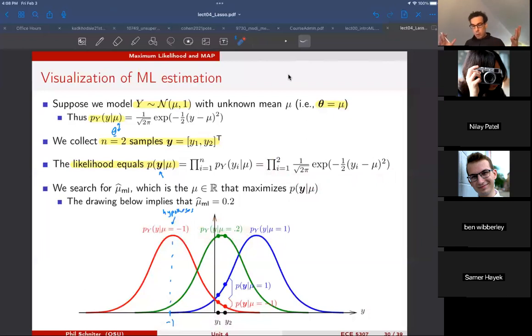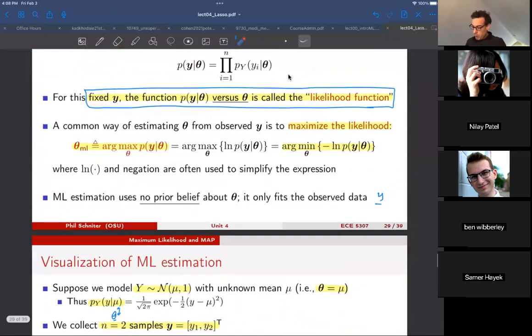So this is really just trying to visualize what we do with ML estimation. You can visualize sort of sliding around the possible hypotheses of the unknown parameters until the PDF evaluated at the data points, the product of all those numbers, is largest. That's essentially what we say when we're doing this.